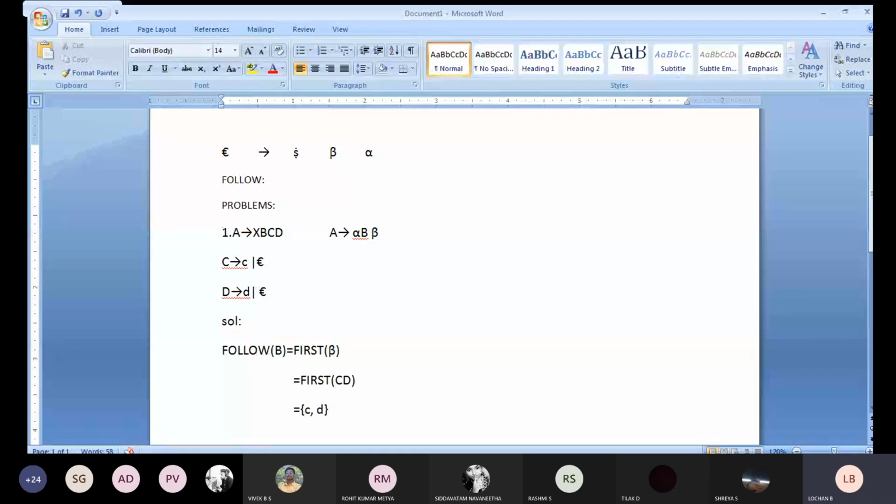Have you understood, or shall I repeat it once again, this problem? So we will not take any epsilon part here. Why? Because in step 2 it is told that except epsilon, we need to take the other terminals part. Have you understood, or shall I explain this problem once again?